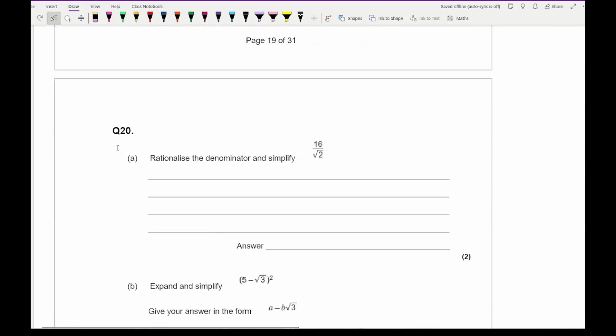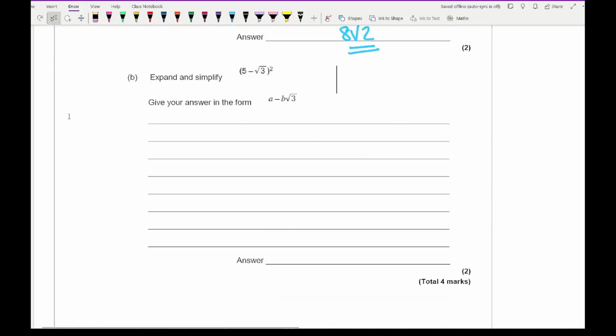Then moving on to question 20. The question is asking us to rationalise the denominator and simplify. So to rationalise, I multiply both the top and the bottom by the denominator. So here I've got 16 root 2 over root 4, which is 16 root 2 over 2. And then the 16 and the 2 cancel out, leaving me with 8. So the answer then is 8 root 2.